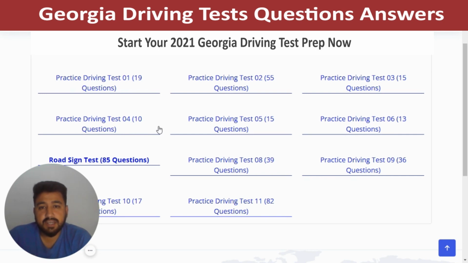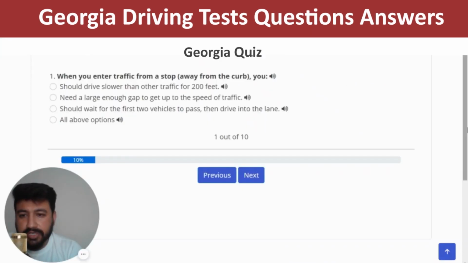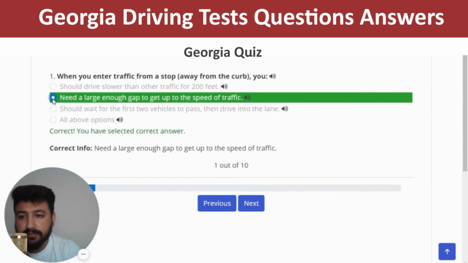So let's click on the second last quiz of this video. So I'm going to click on practice driving test number 4, which has 10 questions. First question is, when you enter traffic from a stop away from the curb, you. The right answer of this question is need a large enough gap to get up to the speed of traffic. So I'm going to click on the second option. Yeah, this is the correct one, and next.